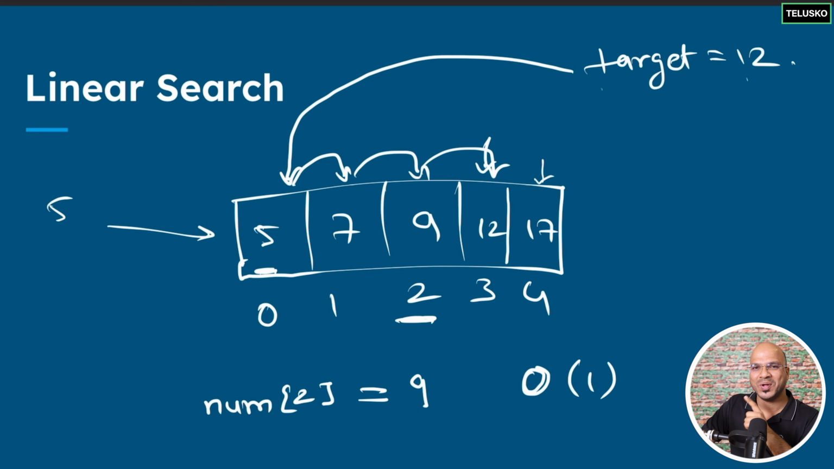The worst case is, what if the element is at the end? What if the element is not even there? It will take 10 steps. And that's why we can say the big O notation here will be n. What is n here? The number of elements in the array. As it increases, the time complexity also increases. I'm not talking about the actual seconds, okay? So that's your linear search.